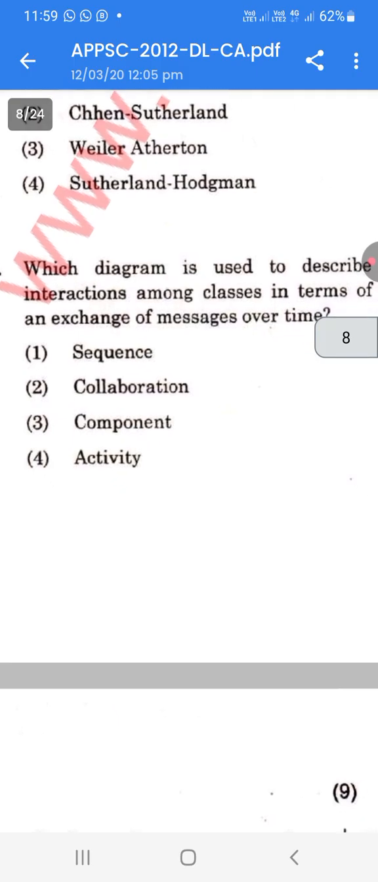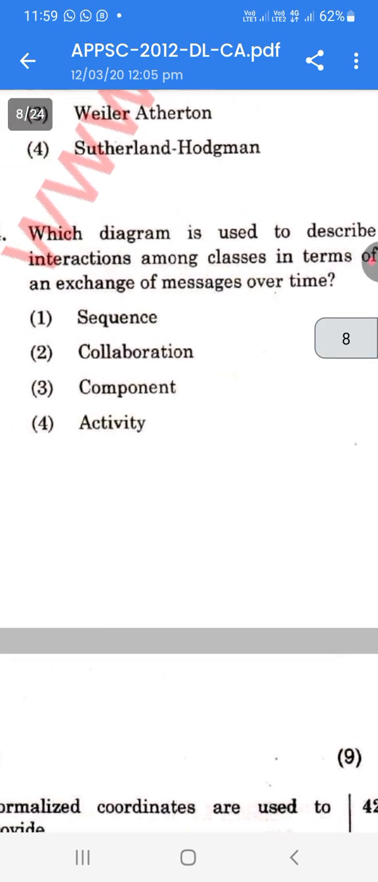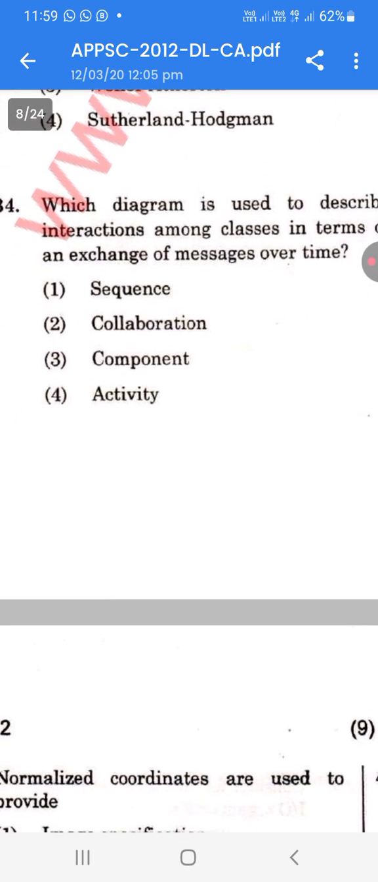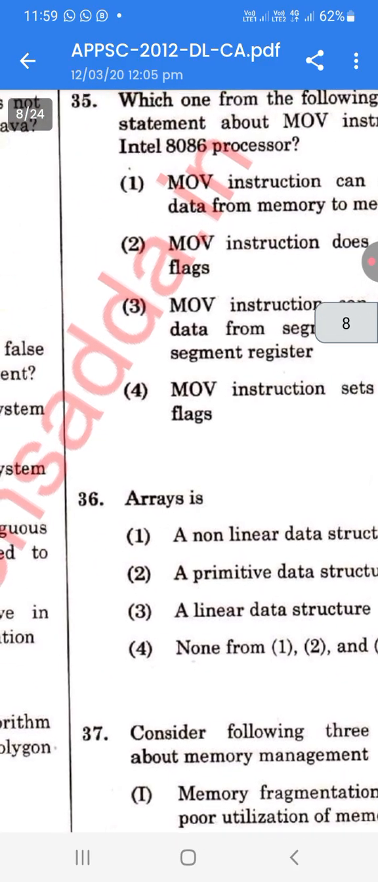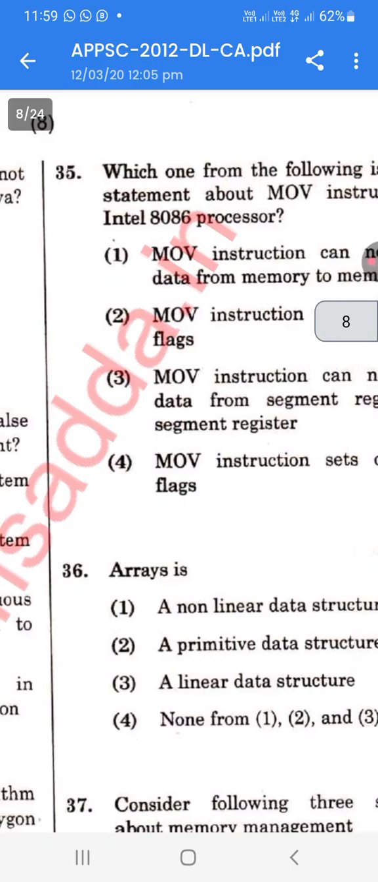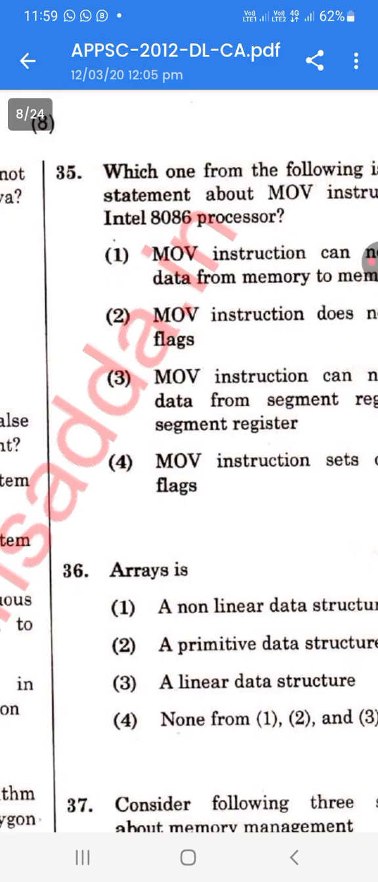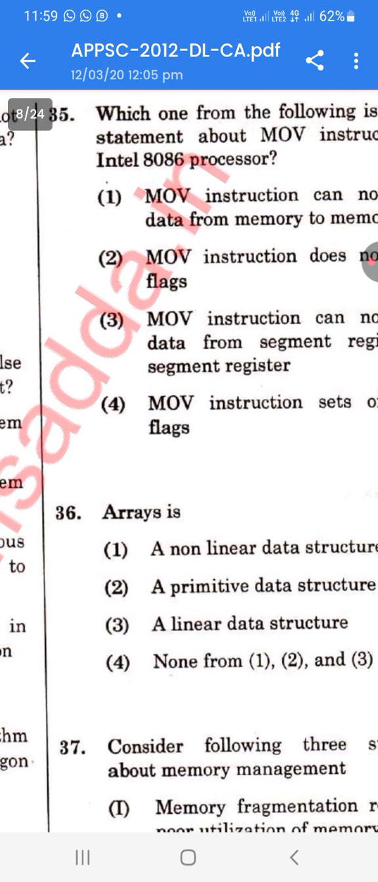34. Which diagram is used to describe interactions among classes in terms of an exchange of messages over time? 1. Sequence. 35. Which one from the following is a false statement about MOV instruction of Intel 8086 processor? 35.4. MOV instruction sets or clears flags. The array is a linear data structure.